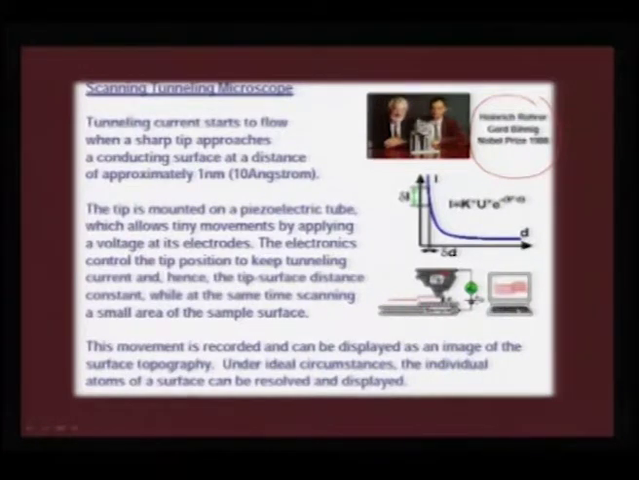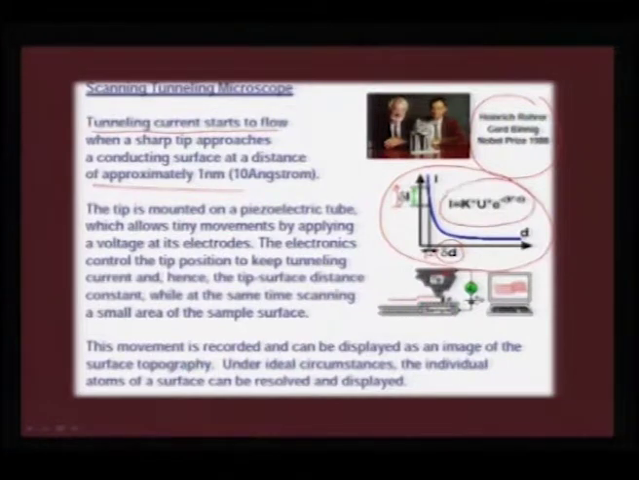In the scanning tunneling microscope, tunneling current starts to flow from a sharp tip to a conducting surface at a distance of approximately 1 nanometer. So, that is the tunneling distance, and if you look at this graph, you would find that you can play around with a range of current, which is your tunneling current, and that depends on a very small width of the distance. So, within the small distance you can achieve this.